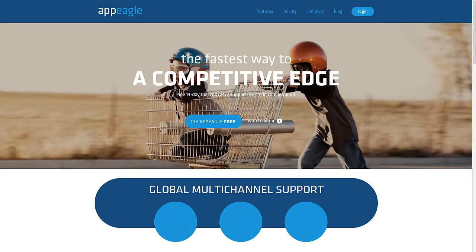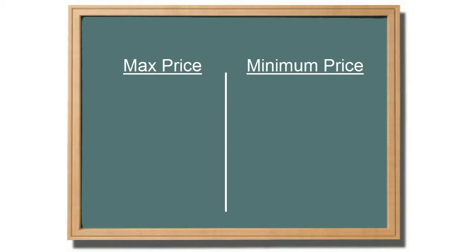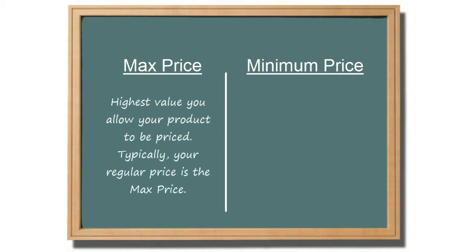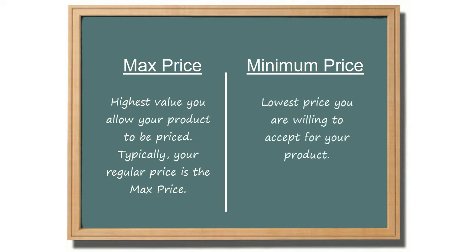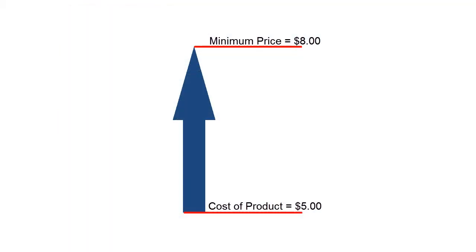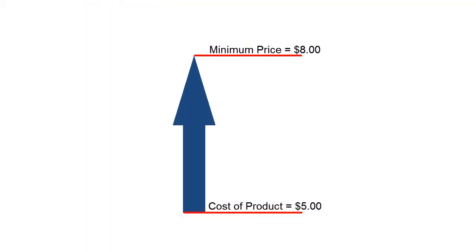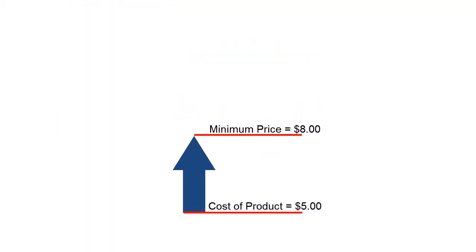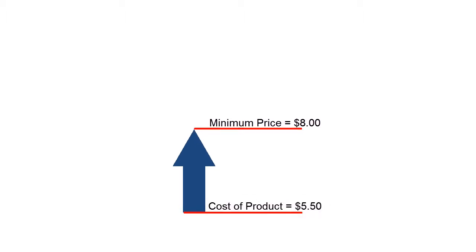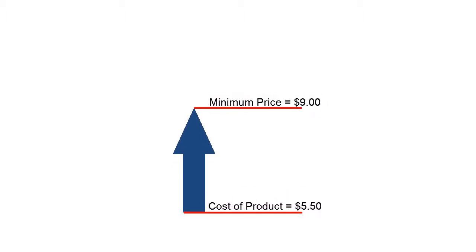Appeagle can reprice your products on the Amazon, eBay, and Rakuten marketplaces and will use the same max price and minimum price across all channels. The max price is the highest value at which you allow your product to be priced. The minimum price is the lowest price which you are willing to accept for your product. The minimum price is typically based on the narrowest margin of profit you are willing to accept. If the cost of the item changes, you may want the minimum price to be adjusted as well.